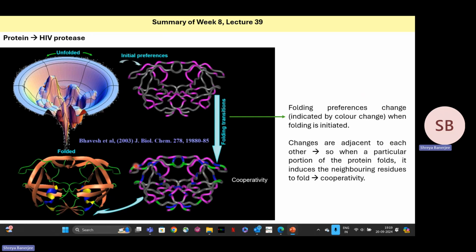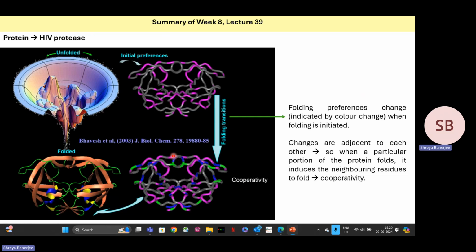So suppose you have this green, imagine the green is a propensity to form a certain structure. The initial preferences were purple and black, but the new preferences that are forming are this green and blue. We can imagine the green is the propensity to form, say, alpha helix, and blue is the propensity to form turn. One thing you can see is that when a particular portion of the protein is folding, the neighboring residues will also fold. And this is called cooperativity.